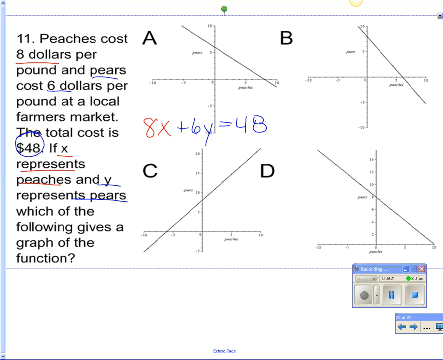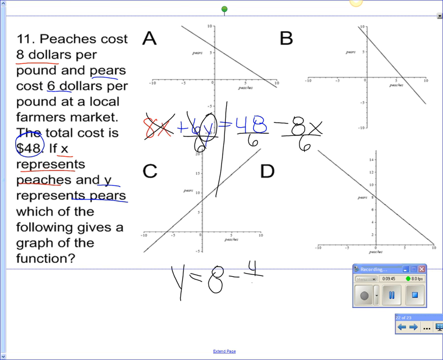You cannot graph in math until it's in y equals form, slope-intercept form. So I'm going to draw my line and circle y, move the 8x, it becomes negative 8x, and divide by 6. So I end up with y equals 48 divided by 6 is 8, and negative 8 divided by 6 can be reduced, negative 4 over 3x.